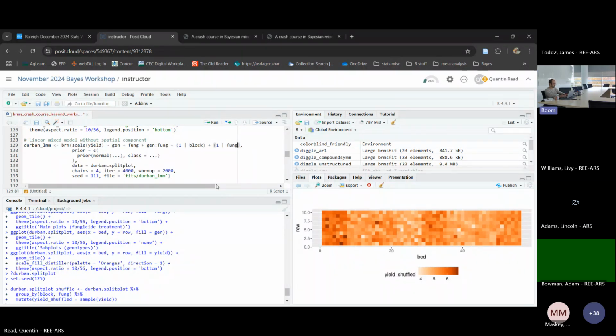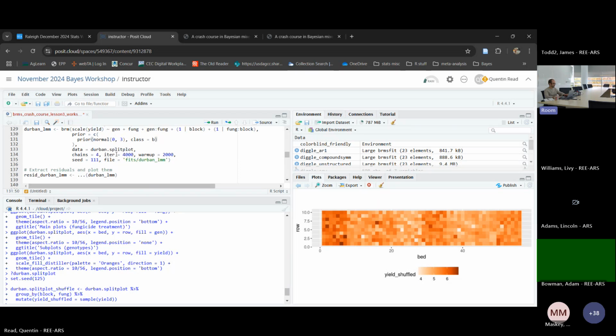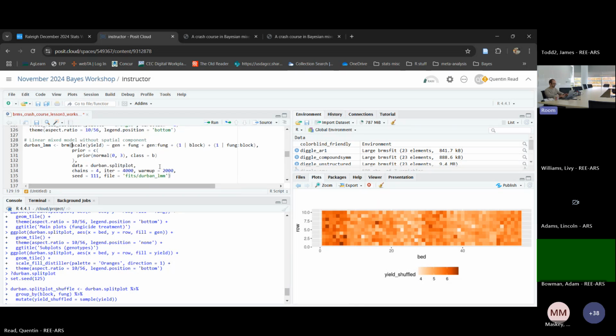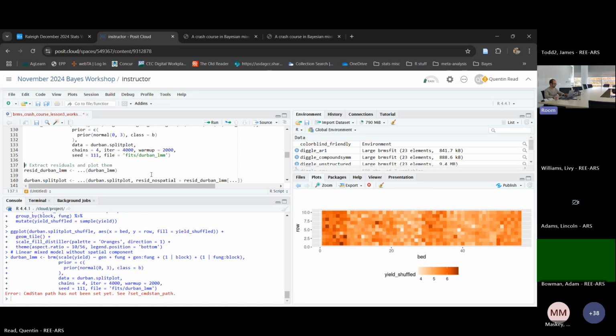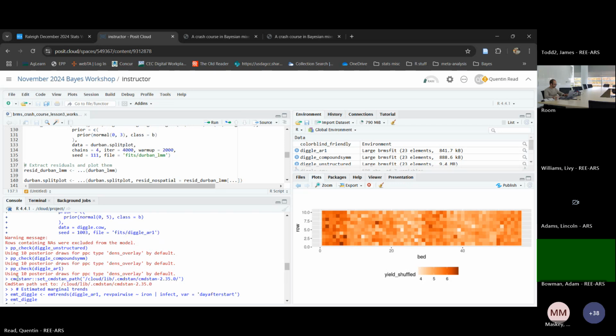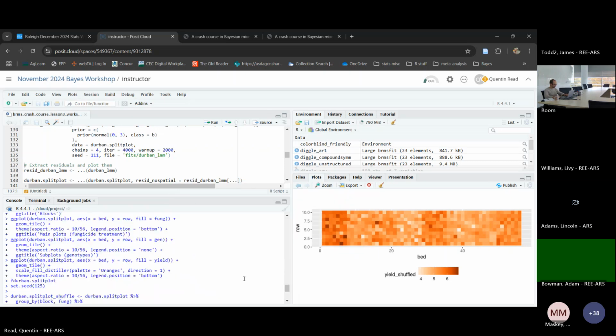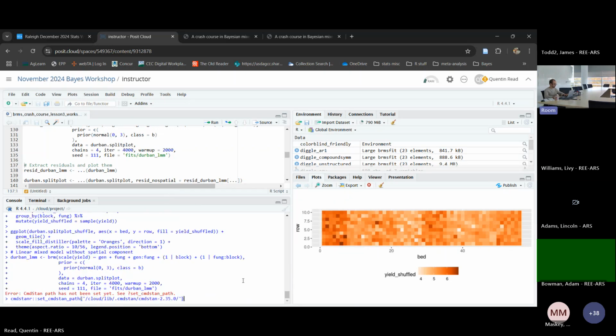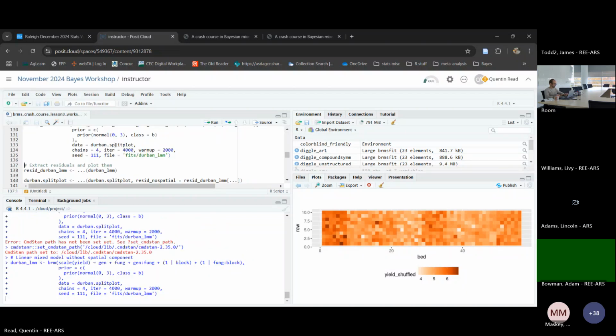So again, this is just a regular linear mixed model. It is not accounting for space explicitly in any way. We'll use 0 and 3 as the parameters for the prior distribution on the fixed effect. Oh, and because it went to sleep, it reset the command stan path, so I'll have to run that again. Go back and run that one again. Okay, we'll run that model.